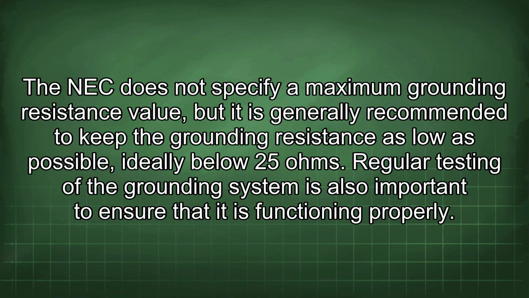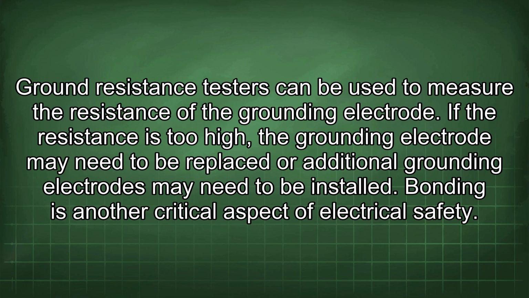The NEC does not specify a maximum grounding resistance value, but it is generally recommended to keep the grounding resistance as low as possible, ideally below 25 ohms. Regular testing of the grounding system is also important to ensure that it is functioning properly. Ground resistance testers can be used to measure the resistance of the grounding electrode. If the resistance is too high, the grounding electrode may need to be replaced or additional grounding electrodes may need to be installed. Bonding is another critical aspect of electrical safety.